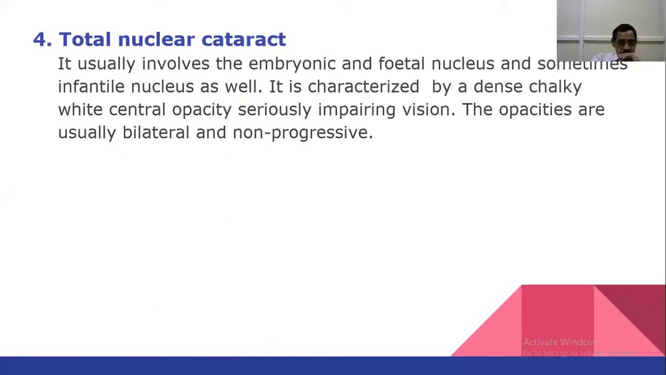Last one is total nuclear cataract. It usually involves the embryonic and fetal nucleus and sometimes the infantile nucleus as well. It is characterized by a dense, chalky white central opacity, seriously impairing vision because it includes almost all the layers of the nucleus. The opacities are usually bilateral and non-progressive.